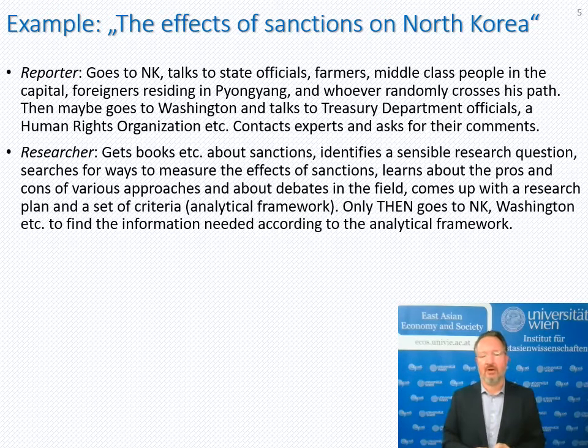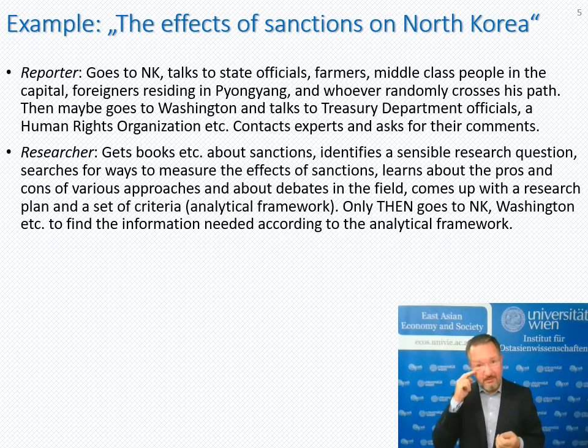Then you identify as a researcher a sensible research question. Sensible means it should make sense, it should be of interest to somebody, right? It should somehow relate to what has already been written on that whole topic, right? Then you search for ways to measure the effects of sanctions. If you want to write about sanctions effects, you have to somehow find ways to quantify them, right? Or you find they are not quantifiable, then you describe them in a qualitative way. But still, we are talking about measurement, right?